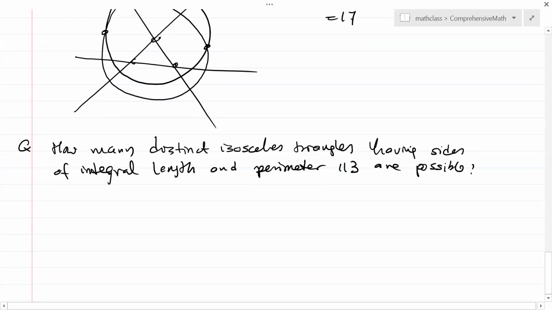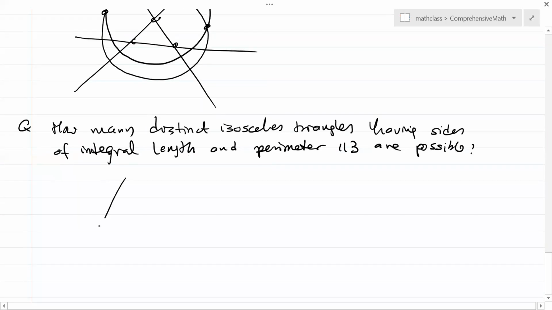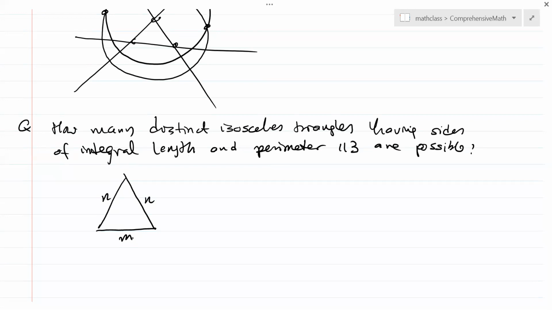So this is also kind of counting, but you have to do the computation now. For an isosceles triangle, you can denote the sides by n and n, and m. There are many choices for n and m.